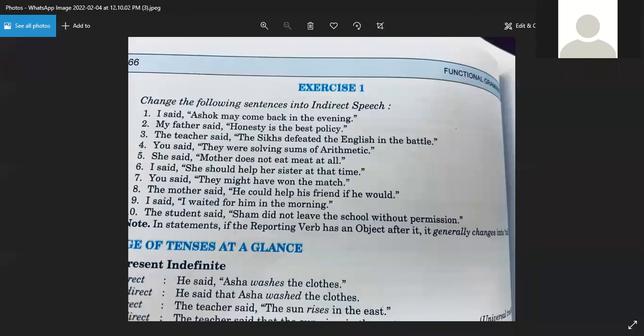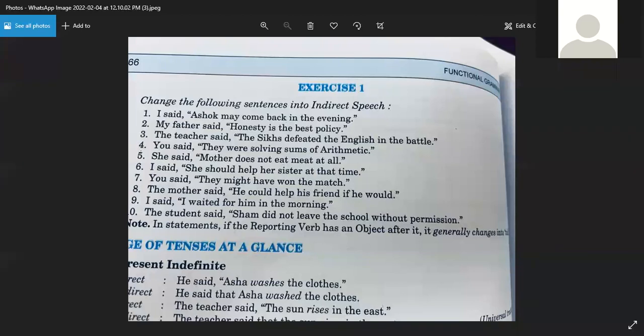Okay, so now again, this is the next exercise, exercise 2, which is again unsolved. So let us do this one also. Just a moment, please. Students are still entering. Mishka and Mannat. Yes, so now let us start with this.